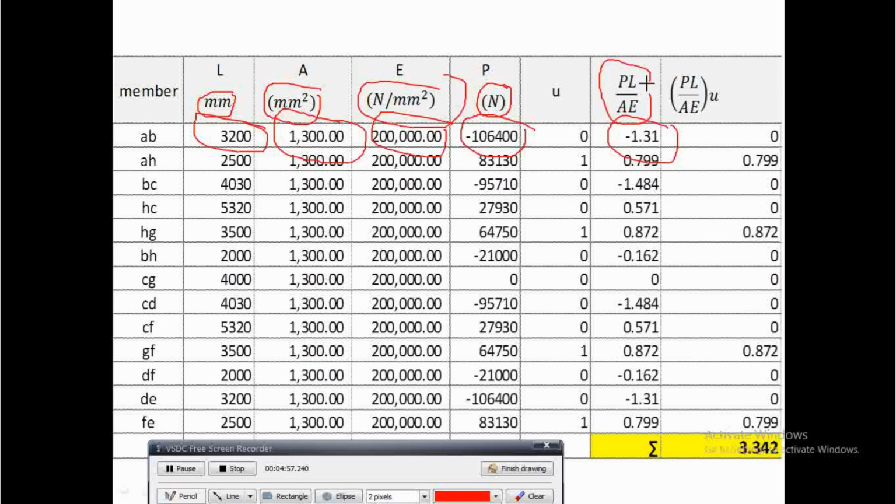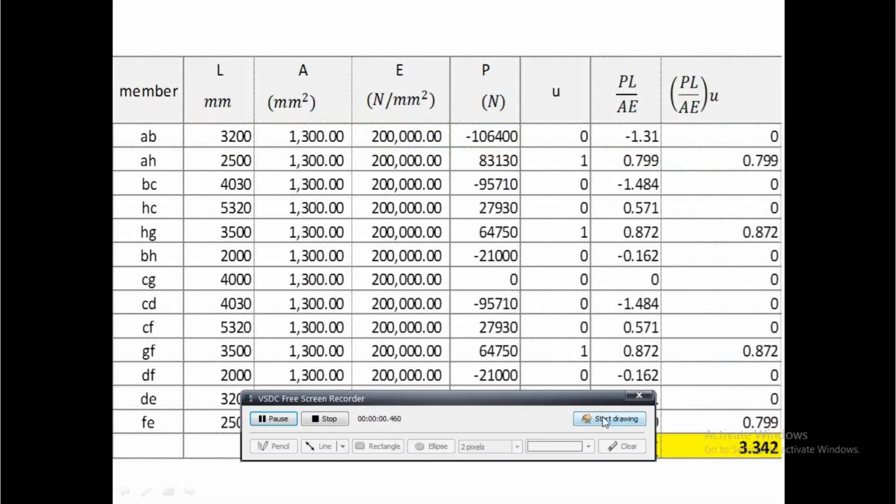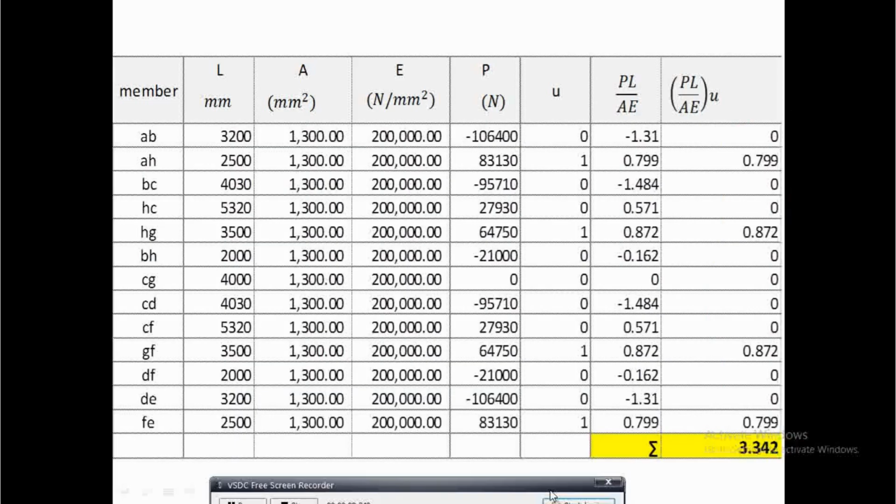After getting the values of PL over AE, you multiply that with U. So, negative 1.31 multiplied by 0 is 0. Same through with the other members. After na nakuha na natin yung value ni PL over AE times U, take the summation. So, from AB hanggang kay FE, you have to add the values of this. So, kapag nakuha ko na yung values from AB hanggang kay FE, next is take the summation and my answer is 3.342.